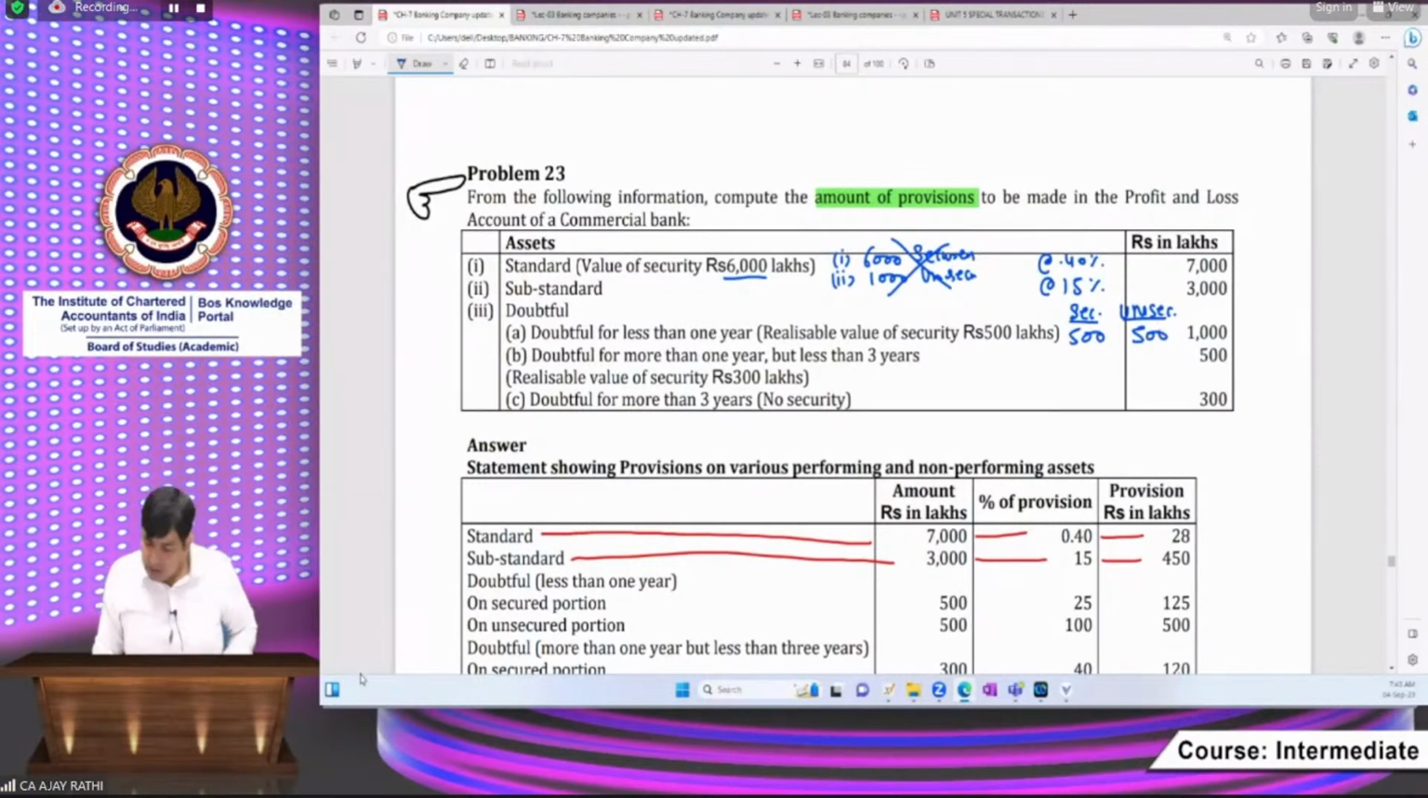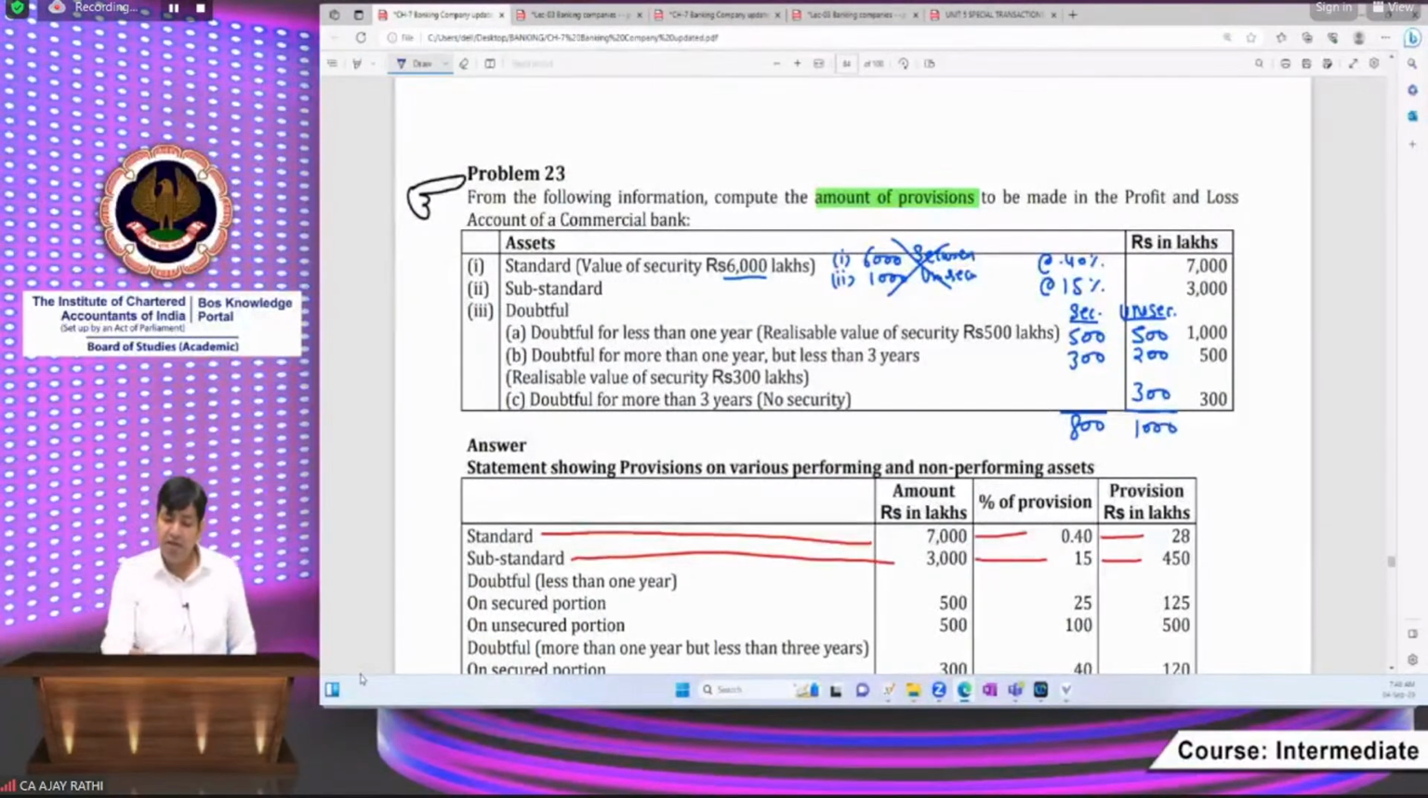Now check. Doubtful more than 1 year but less than 3 years. 300 is secured and the rest, that means 200, is unsecured. But first we have to check the unsecured part because on that there will be 100% provision for doubtful unsecured. Anyways, now check for doubtful more than 1 year, no security. It means totally 300 in the category of unsecured. Can we do the total? Yes, sir. So 800 is secured and 1000 is unsecured.